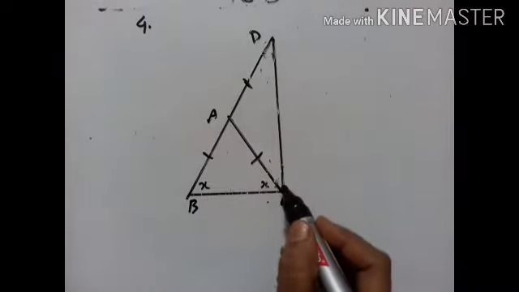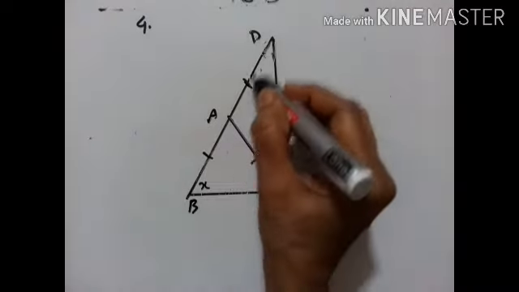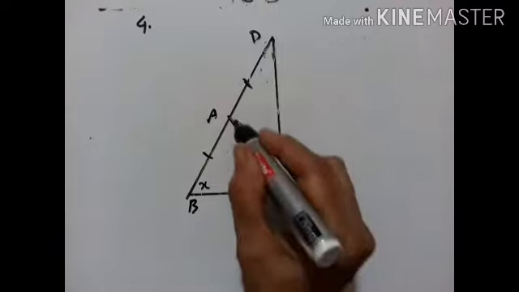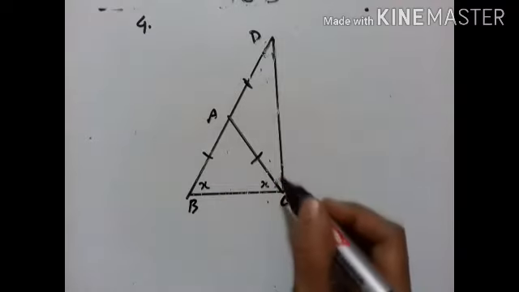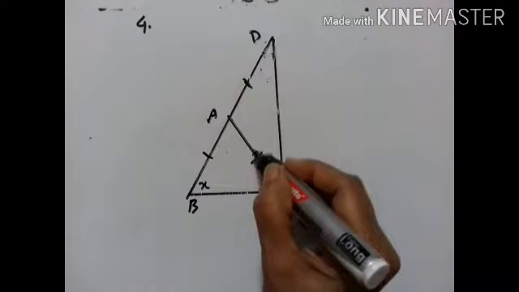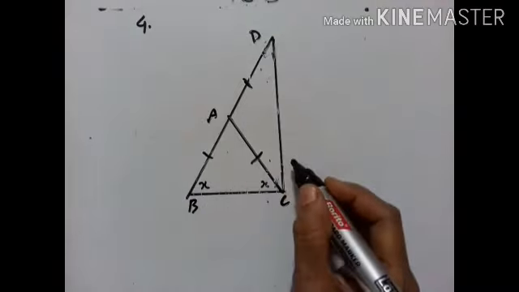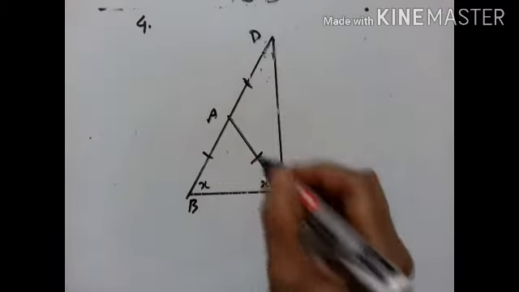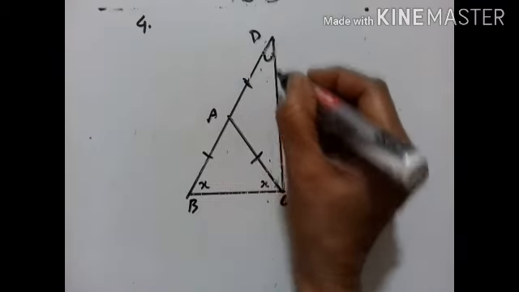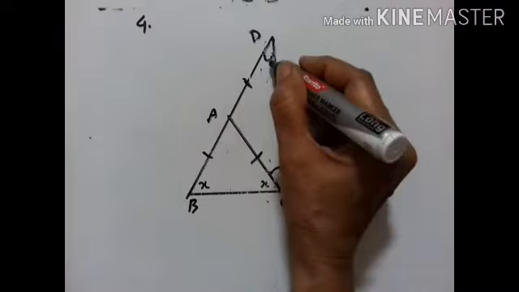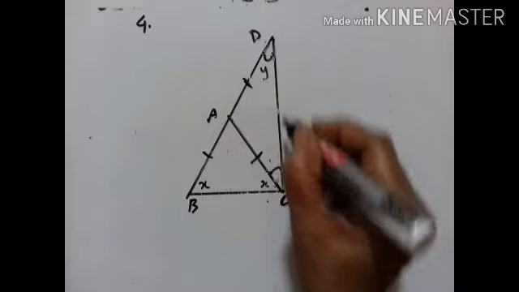AB is equal to AC given. AB is equal to AD given. Therefore, AC is equal to AD. Things which are equal to the same thing are equal to one another. Therefore, in triangle ACD, the angles opposite equal sides are equal. Let them be Y and Y.